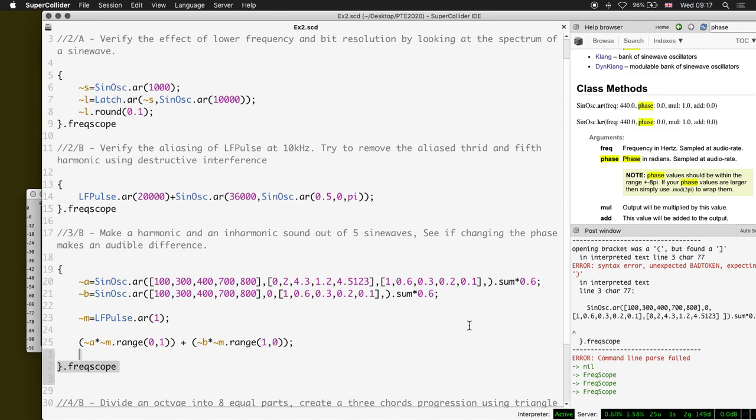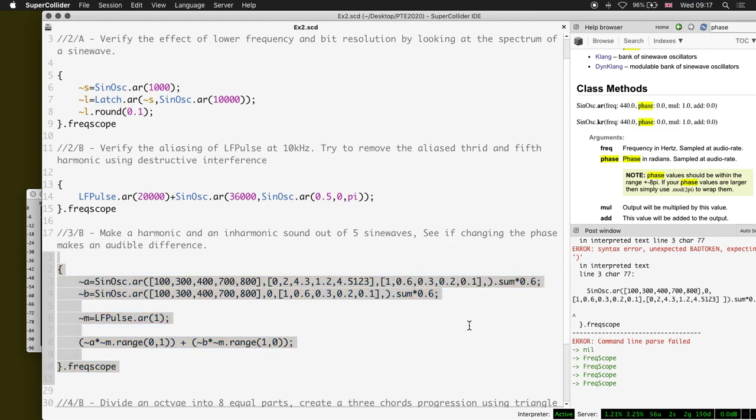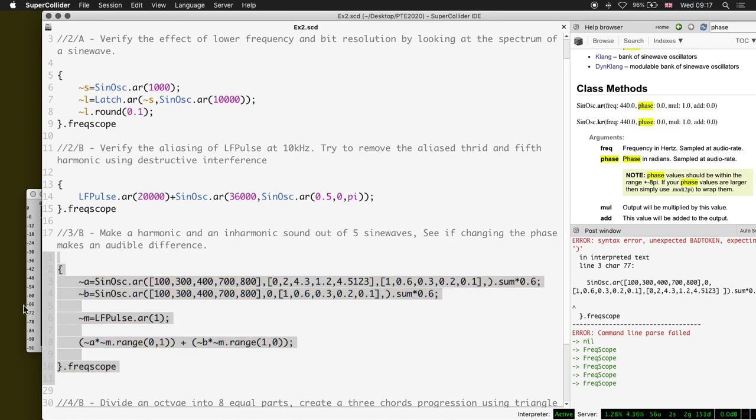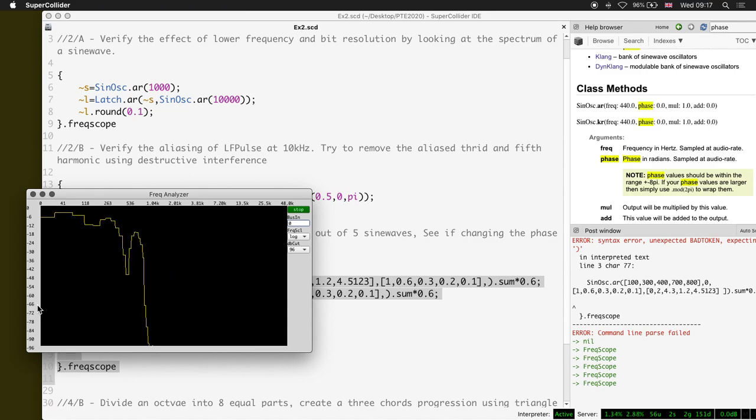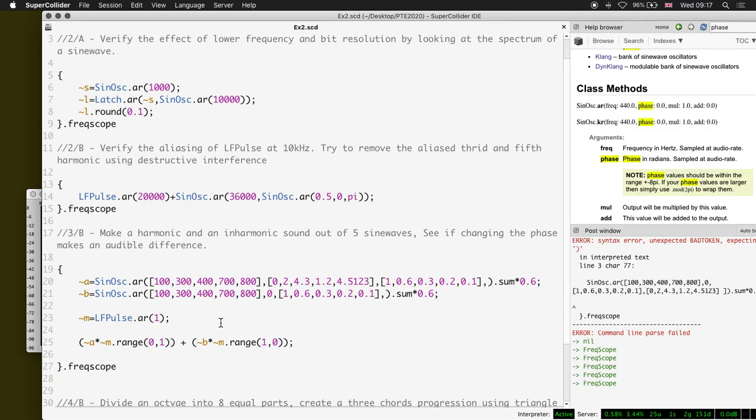Okay, looking good. Let's hear it. Hopefully we get it. Great. Obvious difference there. Let's see this on a frequency scope as well. So obviously the ticking is this anomaly here, but actually the spectral magnitude is the same, which is kind of expected. So there you go. We do hear a difference.